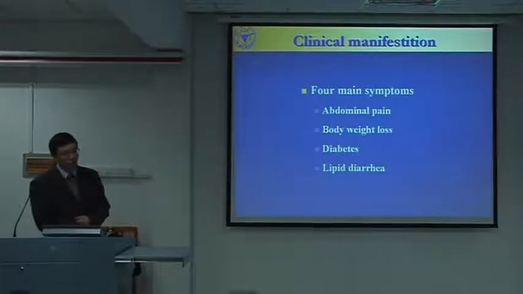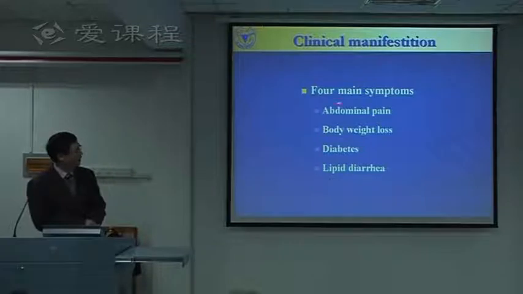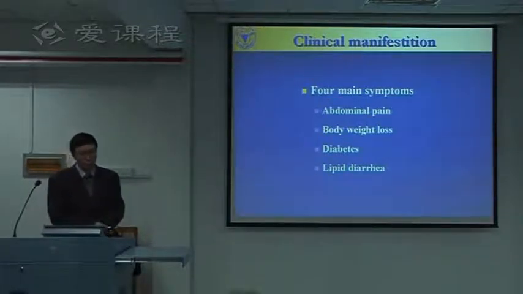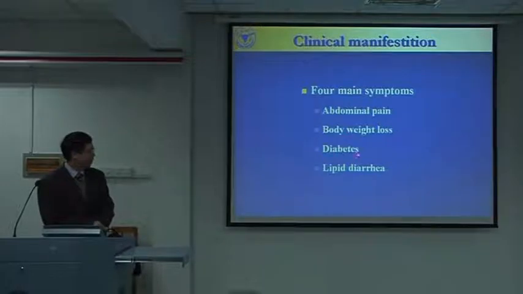Because of the endocrine dysfunction, insulin is very low, and the patient will present with diabetes. And the patient will have exocrine dysfunction, so the digestive function is not very good. The lipid cannot be digested, so there is lipid diarrhea. The patient has poor absorption, so there is body weight loss. These are the four main manifestations of chronic pancreatitis: recurrent abdominal pain, weight loss, diabetes and lipid diarrhea.